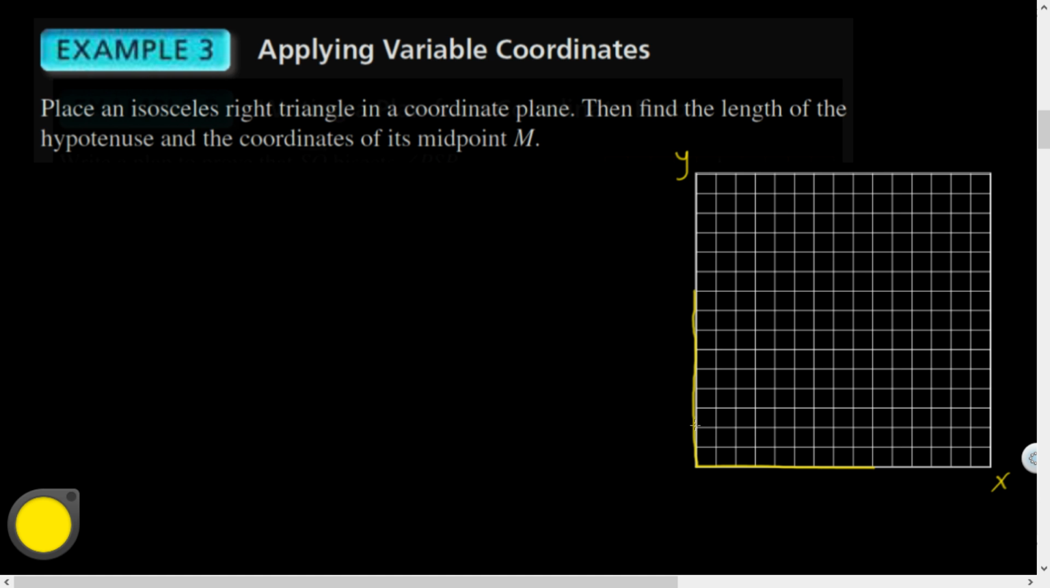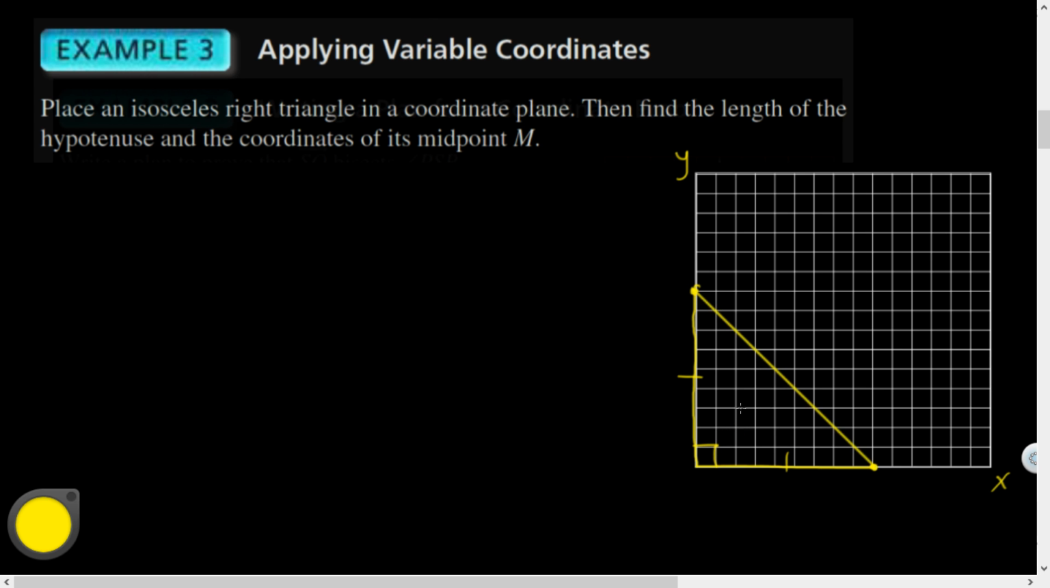Let's see. 1, 2, 3, 4, 5, 6, 7, 8. Yeah, so we'll do that, and then let's see. 3, 3, 3. All right, so isosceles right triangle. It's going to look something like that. Oh, no, you didn't. That would have been awesome if it just happened to line up.